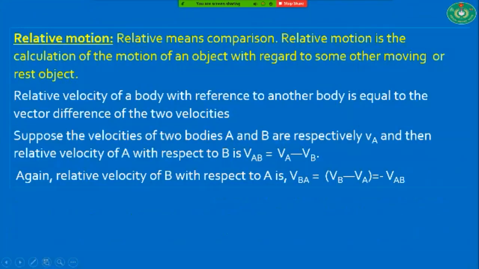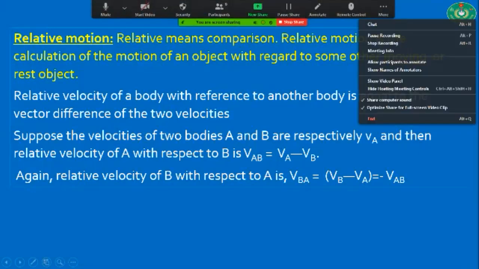Relative means comparison. Relative motion is the calculation of motion of any object with regard to some other object, moving or at rest. Relative velocity of a body with reference to another body is equal to the vector difference of the two velocities. Let me make it clear.